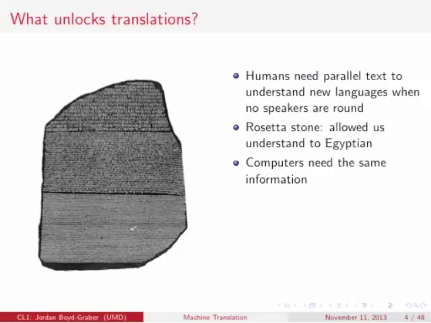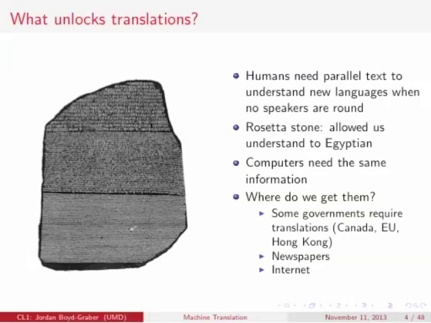For many years we didn't know how to read Egyptian hieroglyphics. And the breakthrough that allowed us to finally unlock the meaning of these words was this stone here called the Rosetta Stone that had text in both Greek and Egyptian hieroglyphics. And when we found this stone, we were able to understand, finally, Egyptian hieroglyphics. This is called a parallel text because it has the same content in two different languages. And these data are what makes machine translation possible.